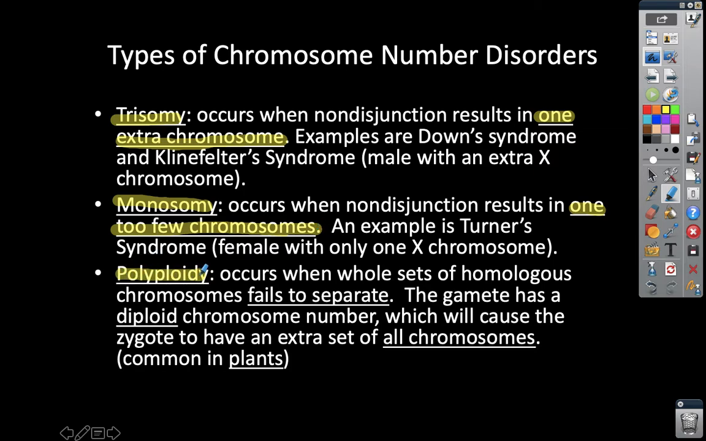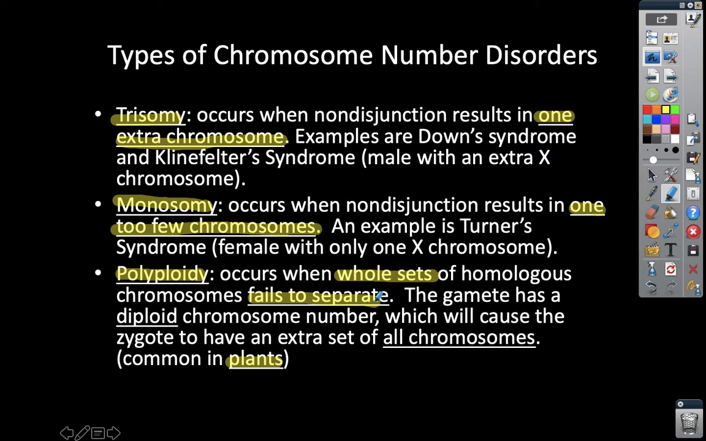Now, polyploidy affects plants, not humans. Now, if polyploidy occurred in humans, it would be a fatal mutation, and the embryo would fail to form, and there would be a miscarriage. So in polyploidy, you get a whole set of chromosomes that fail to separate. So that means that if a plant had 16 sets of chromosomes, all 16 sets fail to separate, so that you get extra copies of every single chromosome.